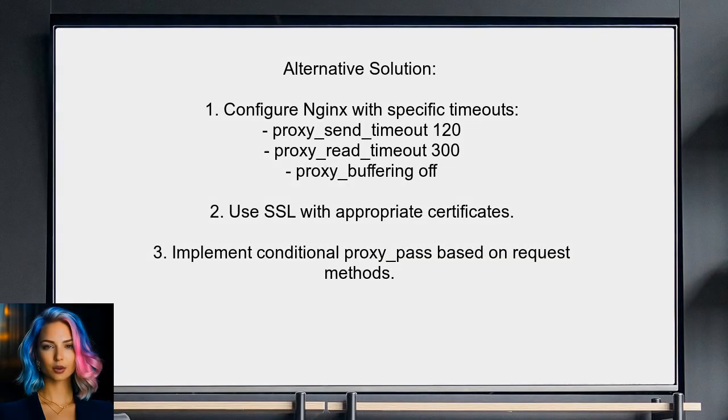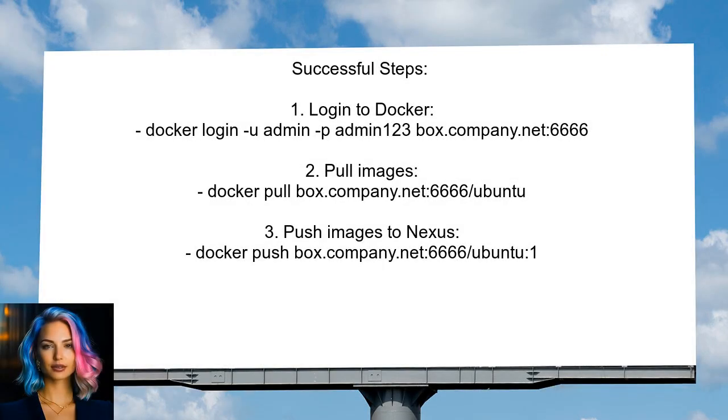An alternative solution provided by another user involves specific Nginx configurations that resolve their issues. They suggest setting proxy timeouts and disabling buffering to improve performance. After making these changes, they successfully logged into their Docker registry and pulled images from Docker Hub via Nexus proxy, demonstrating the effectiveness of their configuration.